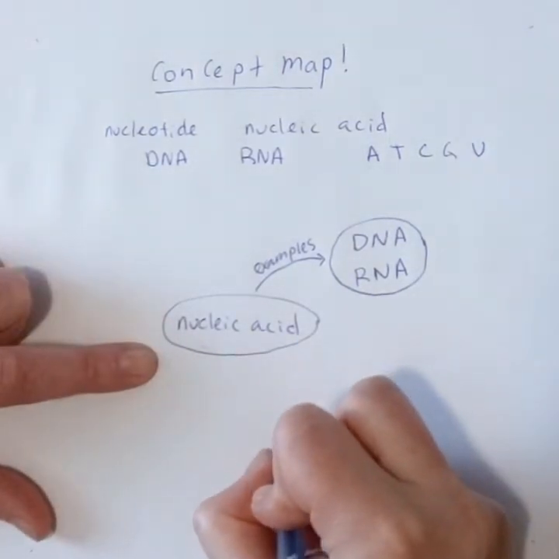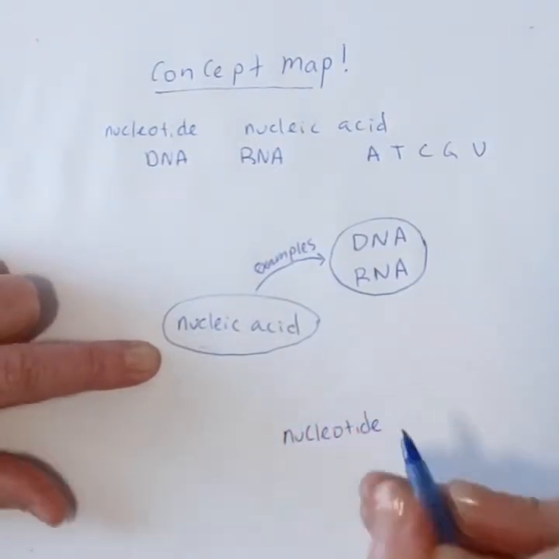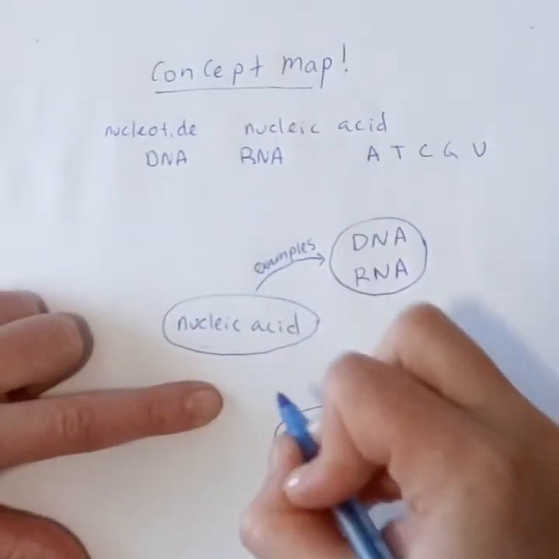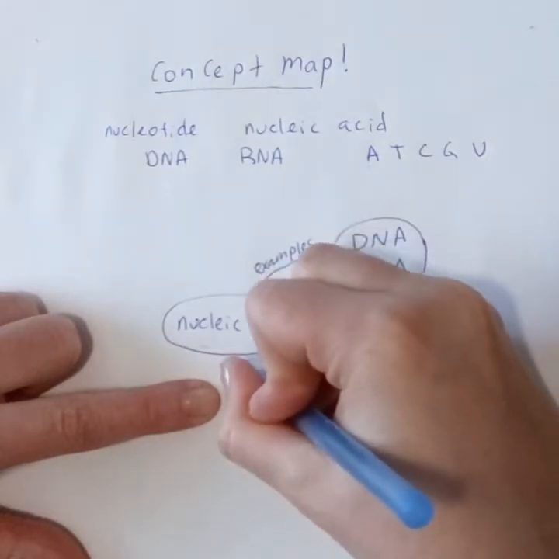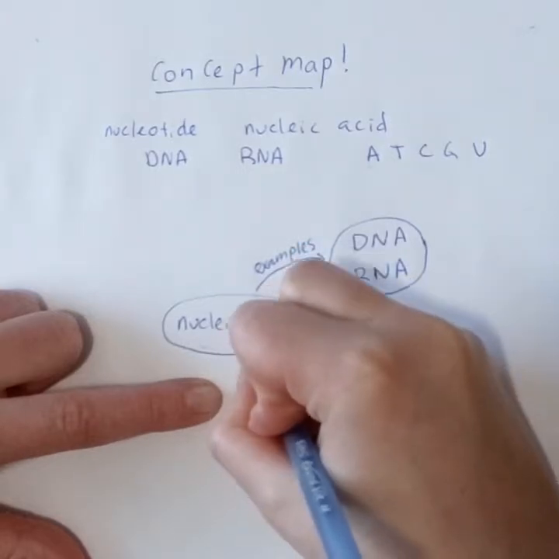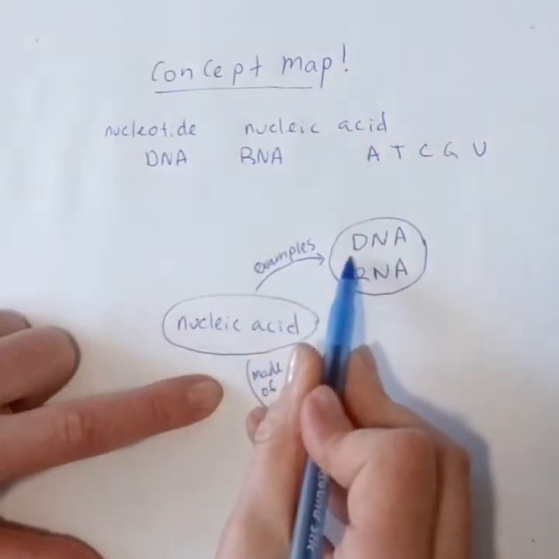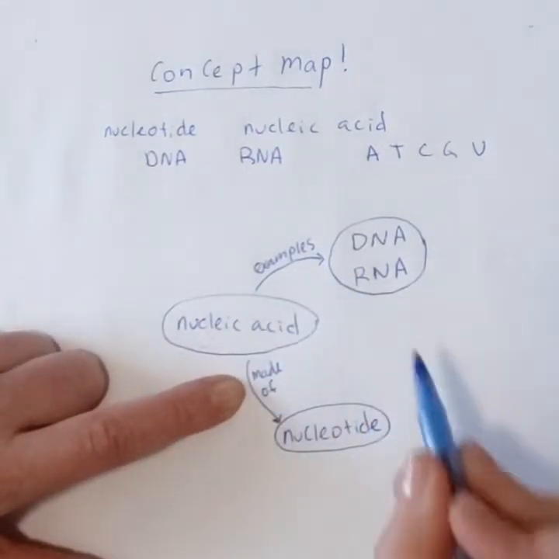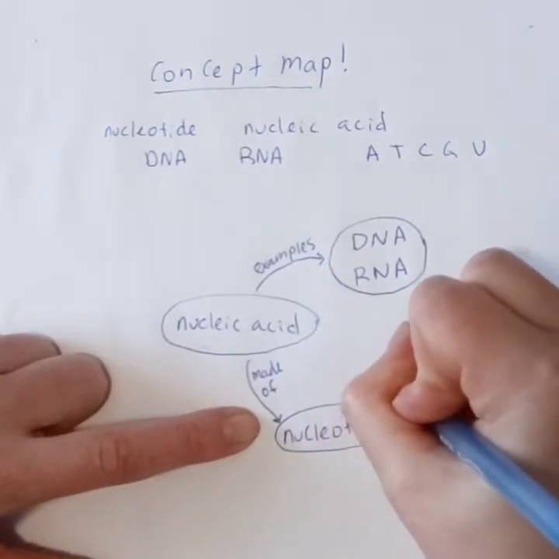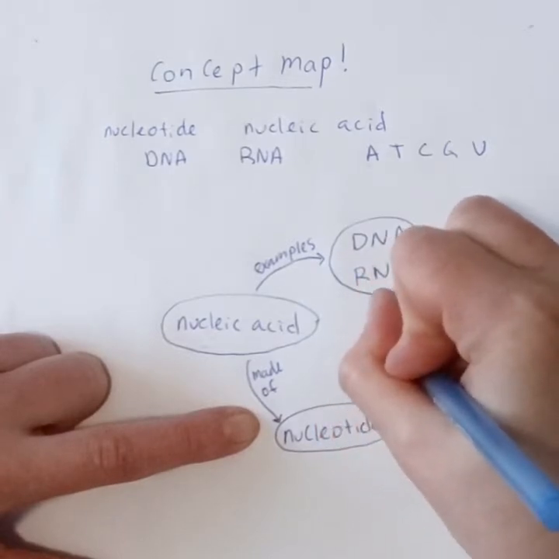Next vocab word I have is nucleotide. A nucleotide is a subunit of a nucleic acid. So nucleic acids are made of nucleotides. Two examples are DNA and RNA. Now that I know that DNA and RNA are examples of nucleic acid, I could totally connect these two because DNA and RNA are also made of nucleotides.